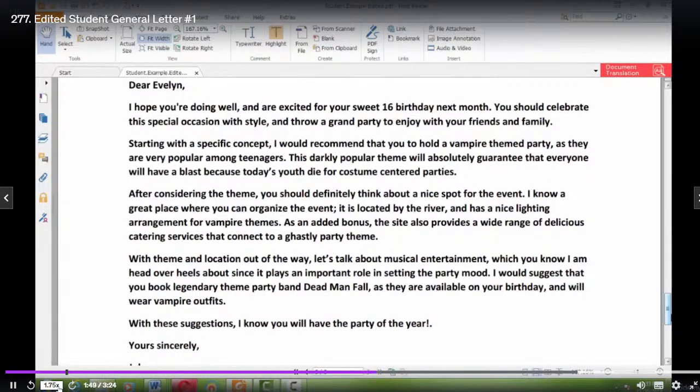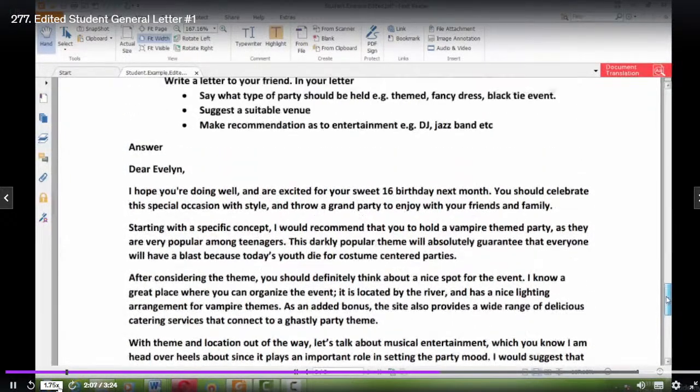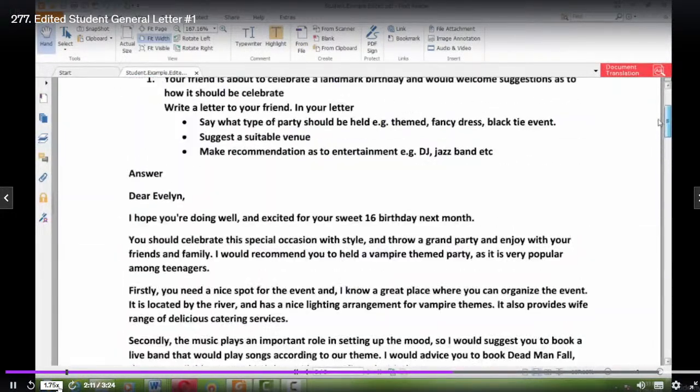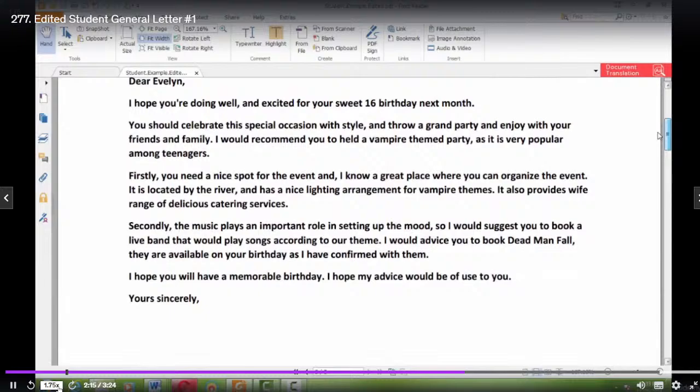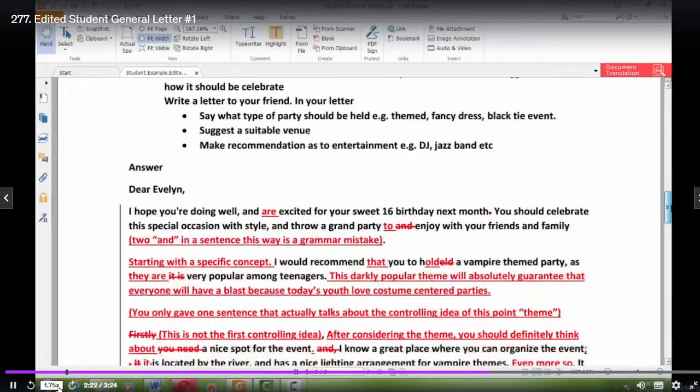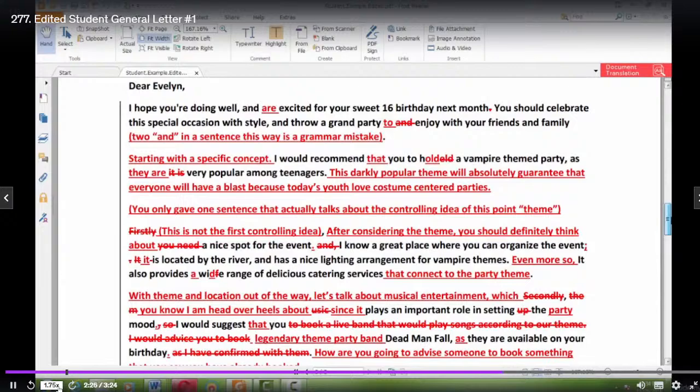So these are the changes that I made from the student's original letter, then my red line edits, and then the finalized version of what I would consider to be an upgraded general letter that will receive an extremely high band score. Okay, so again, the way it's starting out is we have the student's original general letter. Then we have all of my edits and suggestions to the mistakes or problems and what could have been done to improve the letter even better.